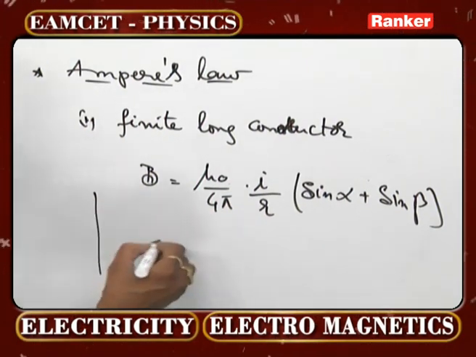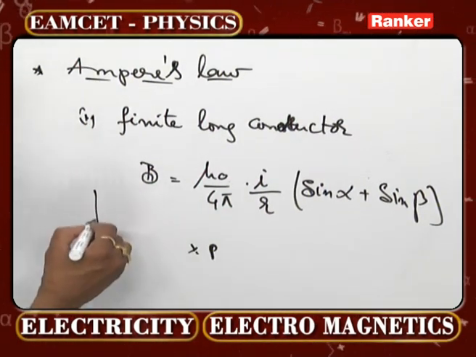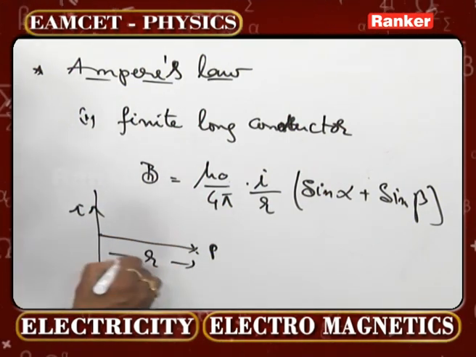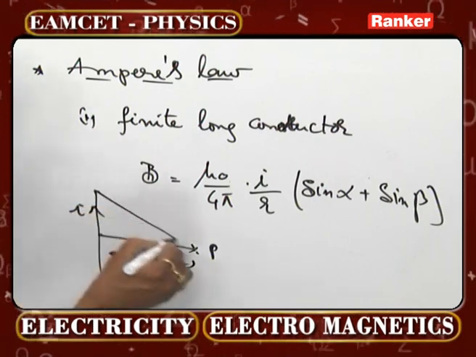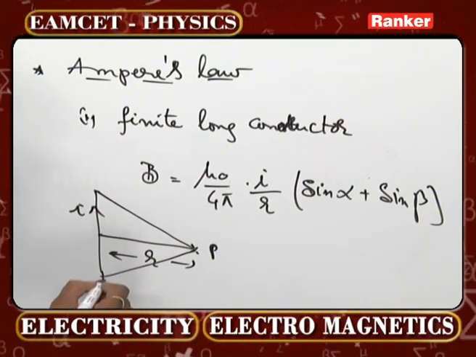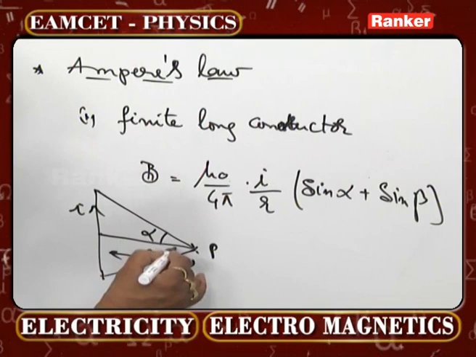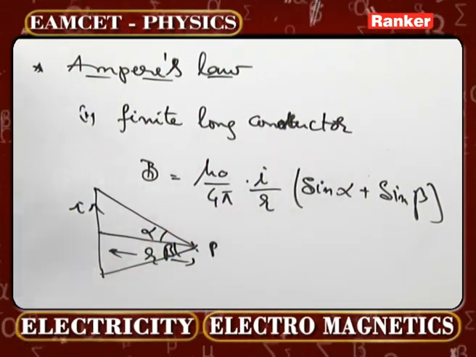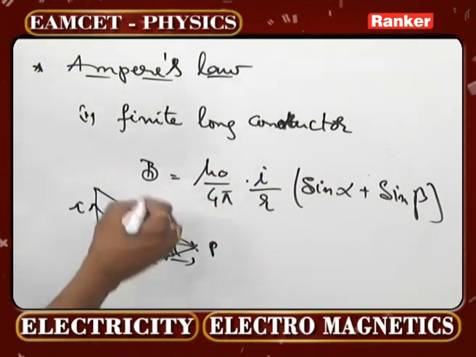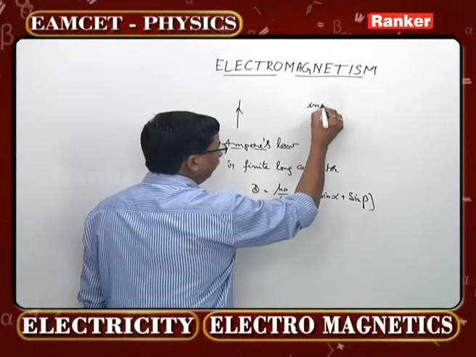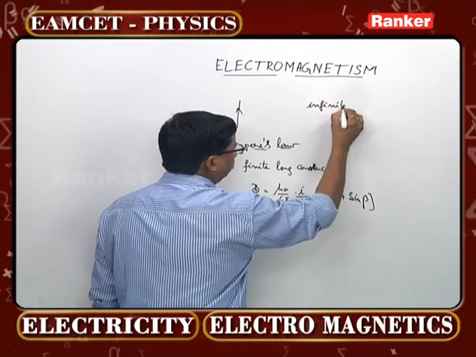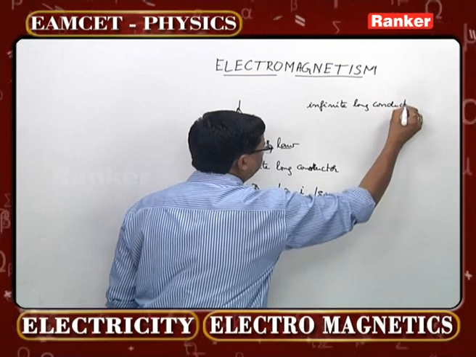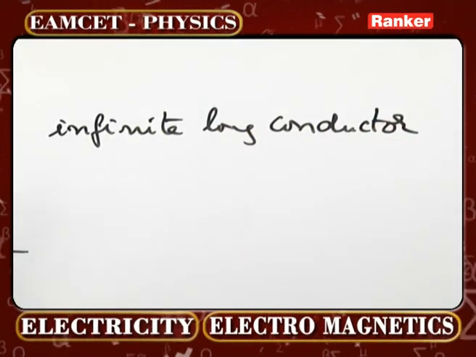If this is the conductor, this is the point considered, this is the current passing through the conductor, this is the distance r we take, this end you join with this point, this end you join with this point, this angle you take alpha, this angle you take beta. So this formula is valid for this. If you take by any chance an infinite long conductor, infinite long conductor means the conductor of which the ends are not going to be seen.